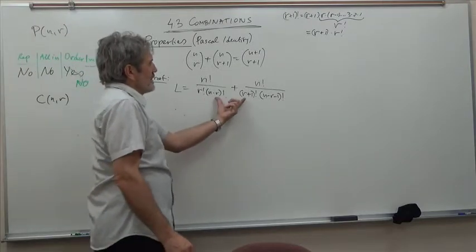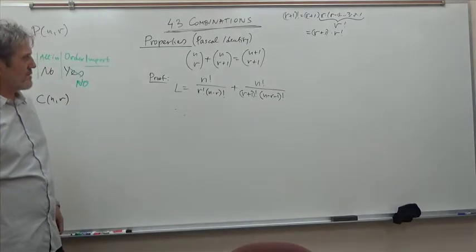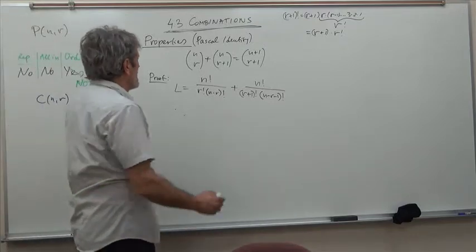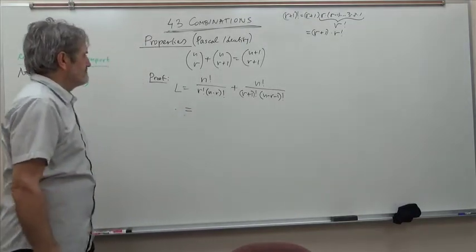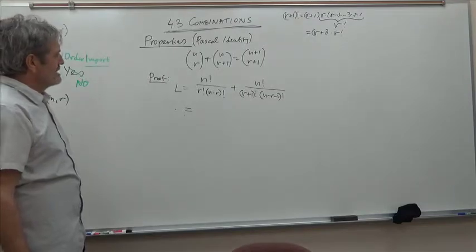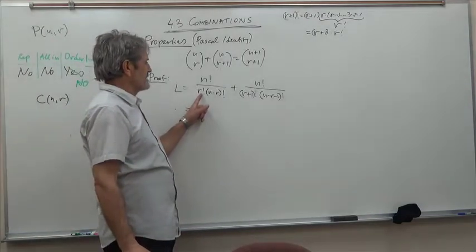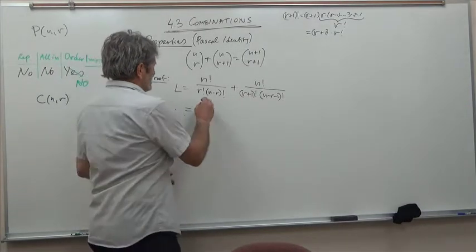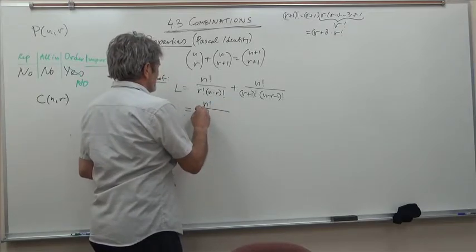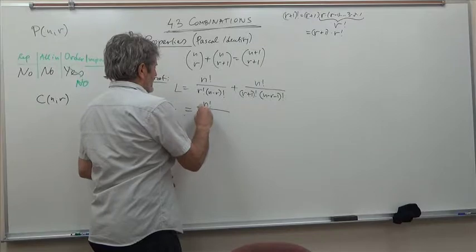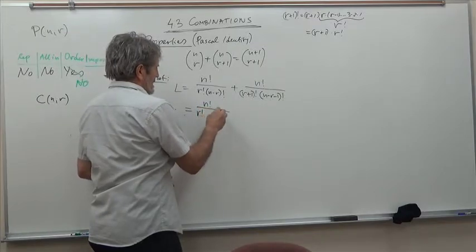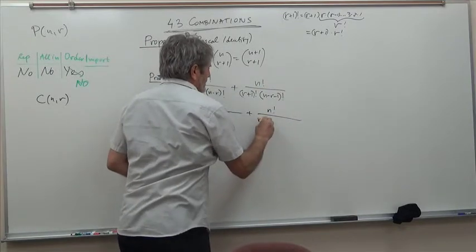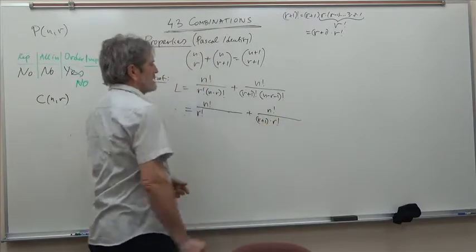And then what? I just want to add these two fractions by building a common denominator, and here is how I'll do it. You see here is r factorial, here is r plus 1 factorial. This one has an extra member, so let me split that. So n factorial over r factorial, plus n factorial. Using this property, I will write r plus 1 factorial as r plus 1 times r factorial.